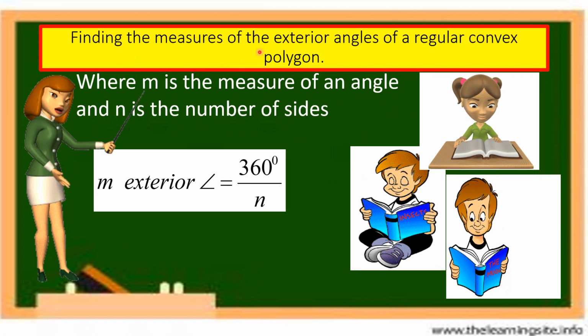Finding the measures of the exterior angles of a regular convex polygon, where m is the measure of an angle and n is the number of sides. The measure of an exterior angle equals 360 degrees divided by n.